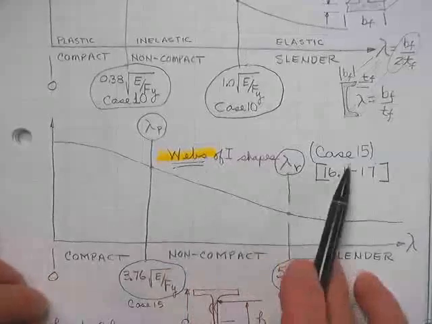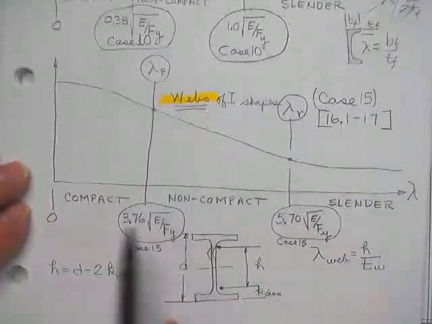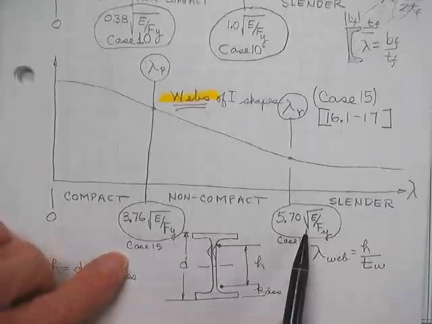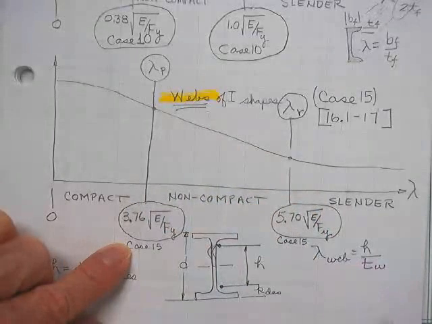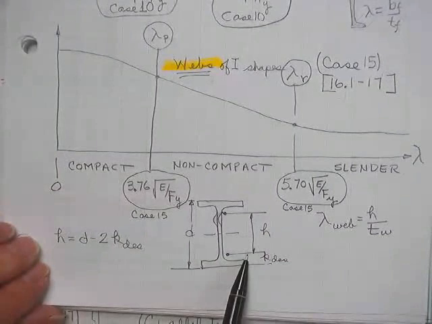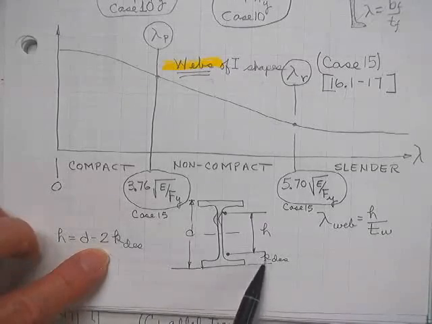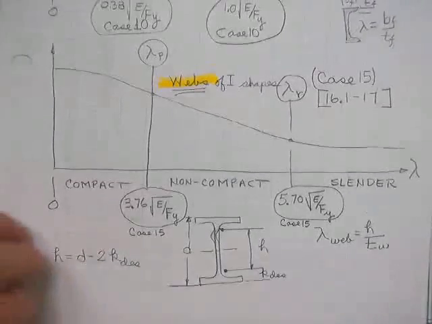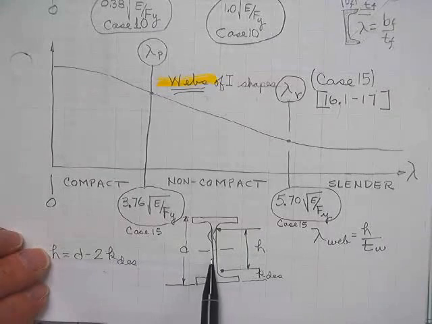This is for the webs of I shapes. It's listed under case 15 in your table. Compact, non-compact, slender. You see the breakpoints are different, numbers are different because it's a different behavior. It's a flexure problem instead of just a pure old compression column problem. Here is your H. Here is your K design. That's in the table. The depth is in the table. H is D minus two of these K design people. This is how you calculate yours, H over the thickness of the web.